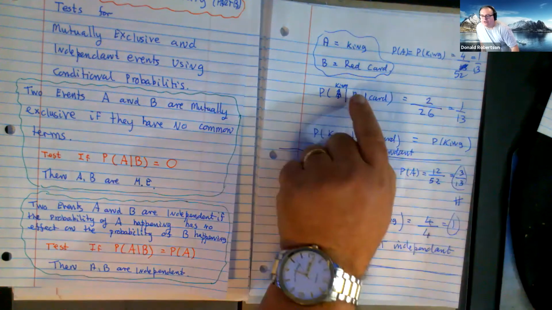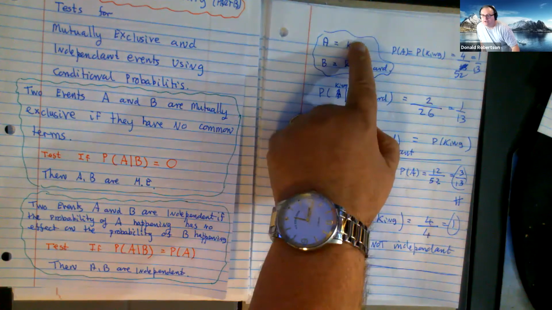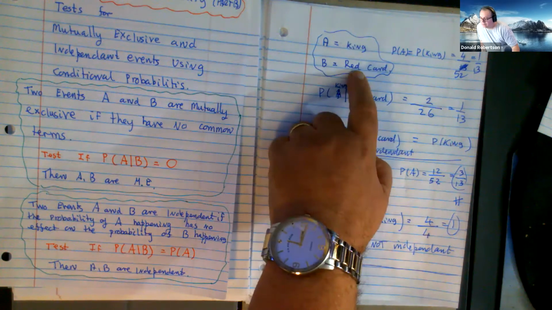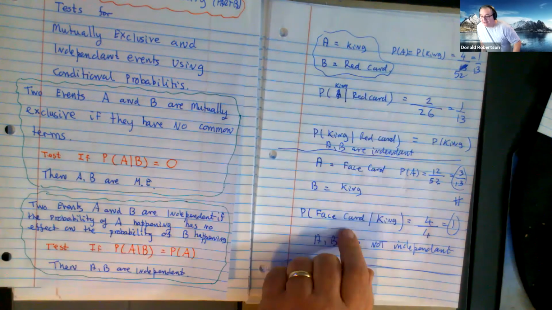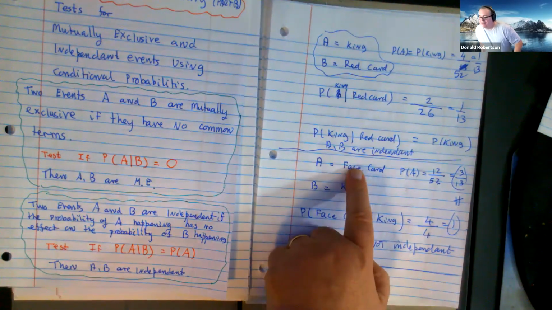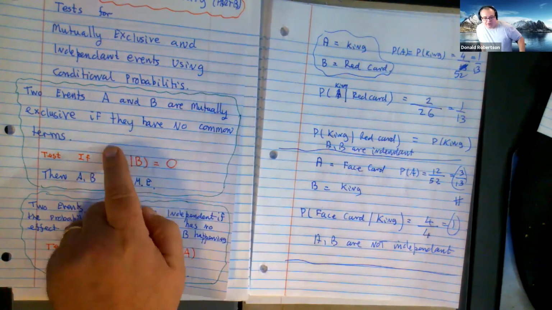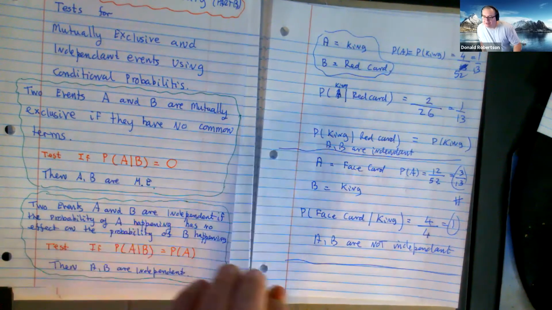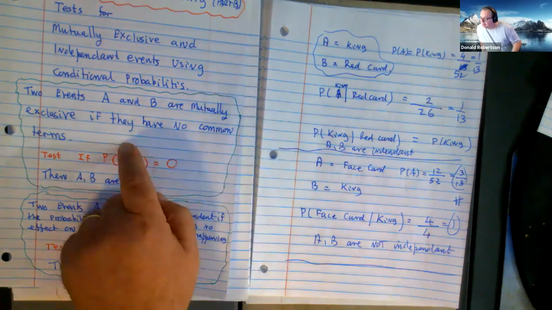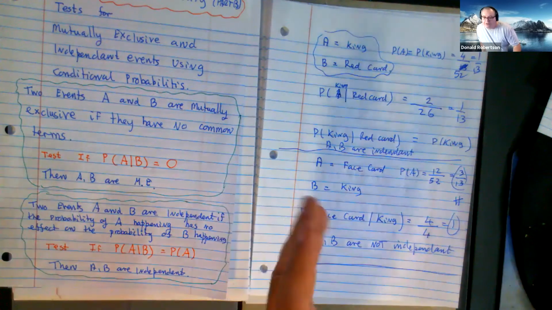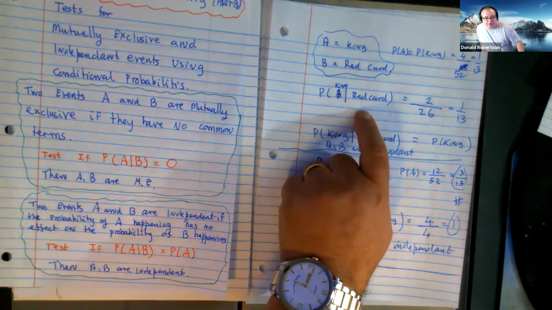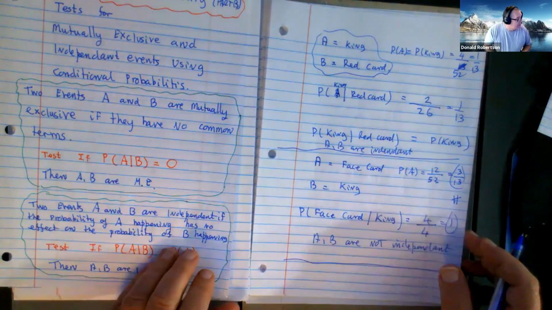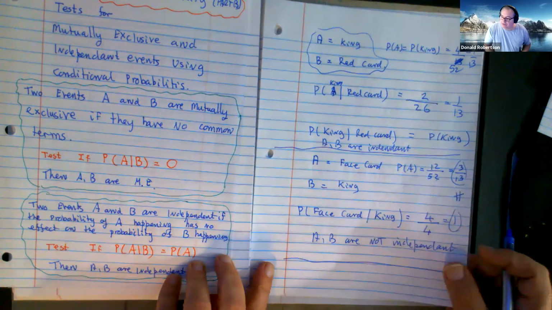Would you also agree that these two things are not mutually exclusive? Aren't there some kings that are red cards? Aren't there a lot of kings that are face cards? So can you see that these two ideas are not the same? You could be independent and mutually exclusive, right? You could be both at the same time, but you could be independent or not independent and exclusive as well, right? That could happen. Are we good with that so far?